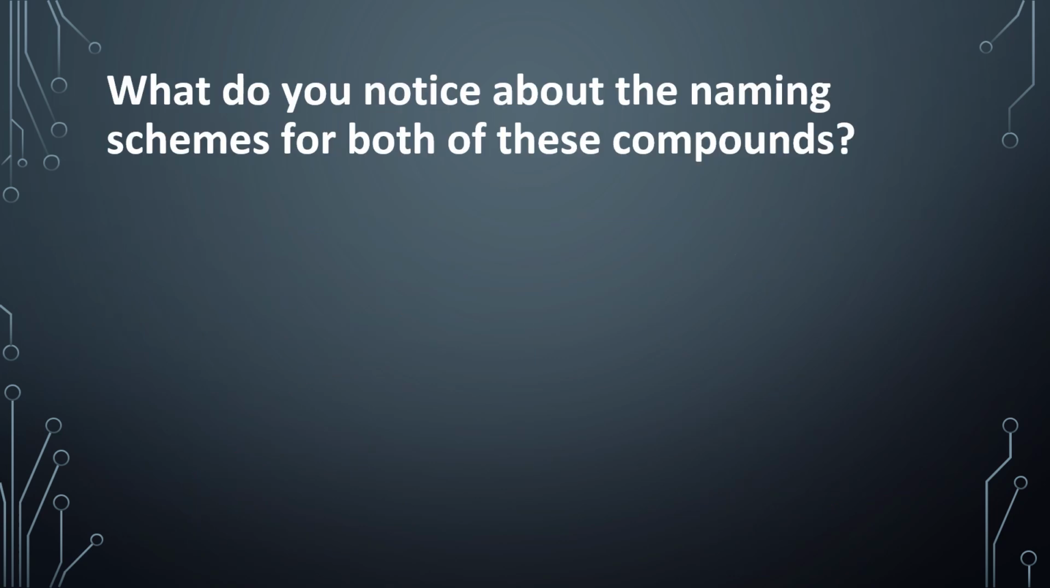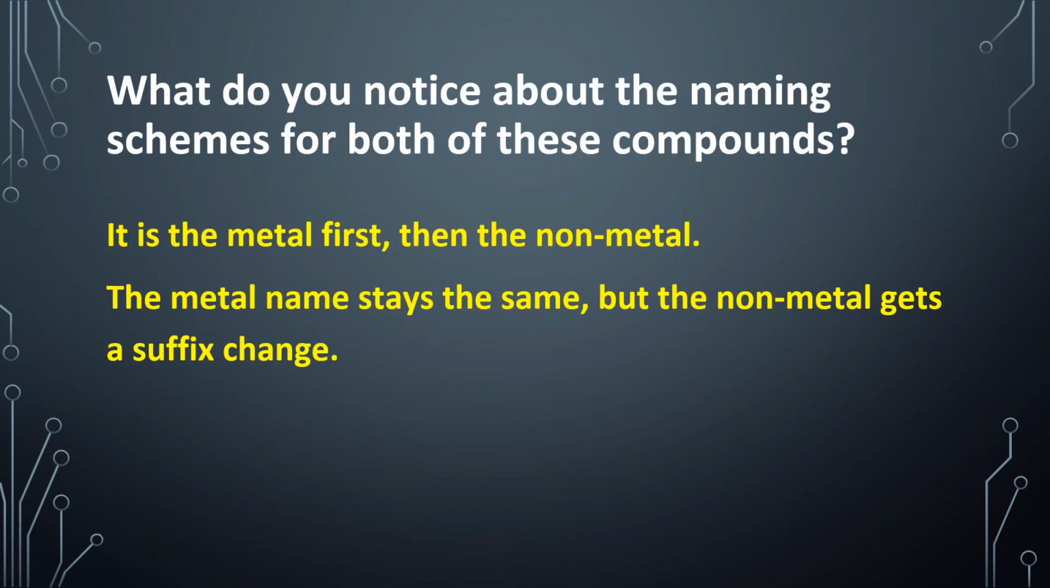So what do you notice about the naming scheme? The metal and the non-metal. The metal comes first, then the non-metal. The metal's name stays the same. The non-metal gets a suffix change. You should have a list on Google Classroom of the suffix changes. Essentially you replace the ending with "-ide", but some letters get removed. Phosphorus becomes phosphide, sulfur becomes sulfide, but oxygen becomes oxide, and fluorine becomes fluoride. Some are easy. You just have to know those because I give you the spelling, so spelling counts, obviously. So anyway, moving on.